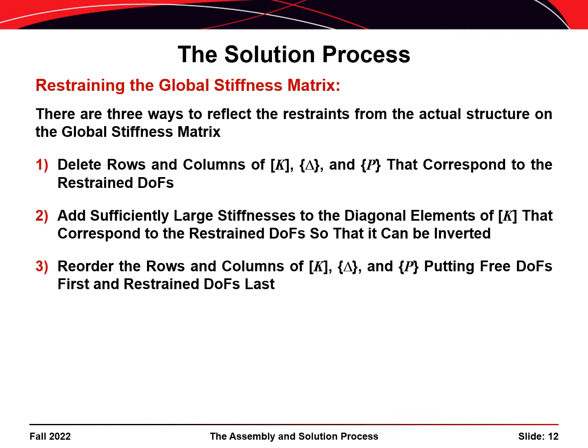The second method is to add sufficiently large stiffnesses to the diagonal coefficients of the global stiffness matrix that correspond to the restrained degrees of freedom, such that the matrix becomes positive definite. And the third method is to reorder the rows and the columns of the stiffness matrix, the displacement vector, and the load vector, putting the free or unrestrained degrees of freedom first and the restrained degrees of freedom last. We'll talk about each one of these methods in the coming slides.